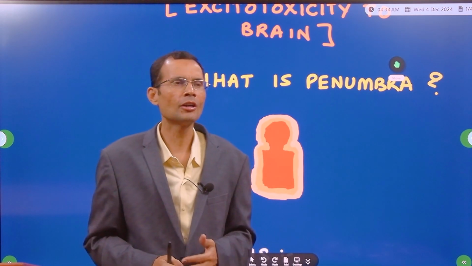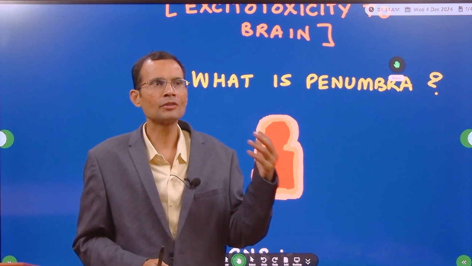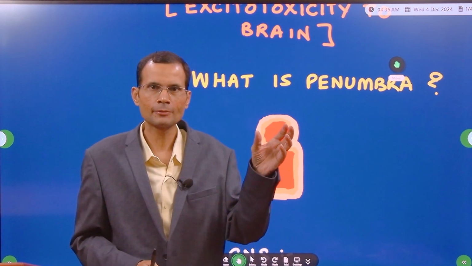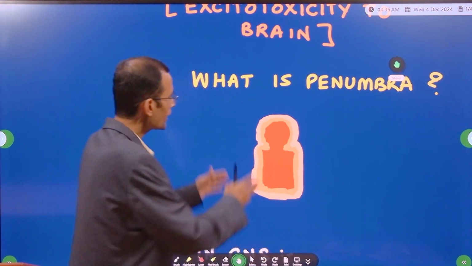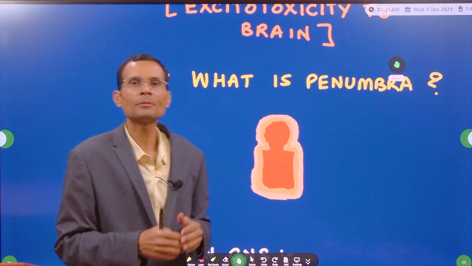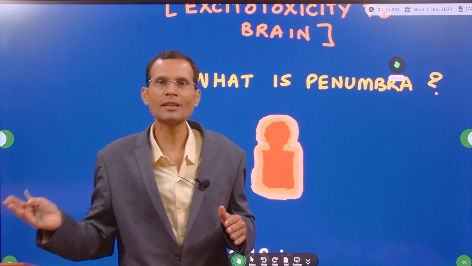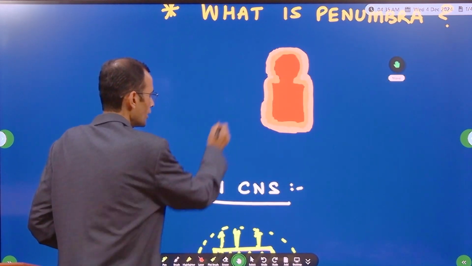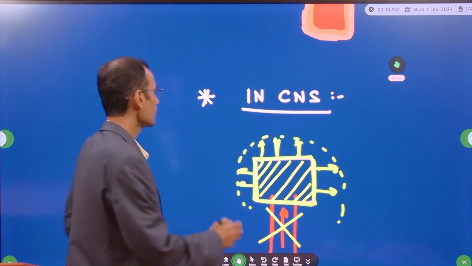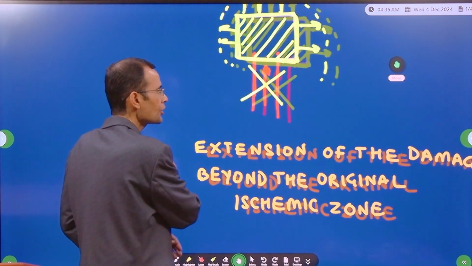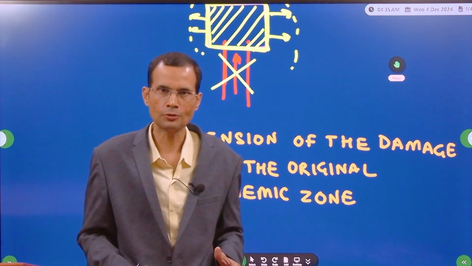There are other meanings for penumbra, for example, the extension of the shadow seen in an eclipse, so umbra, penumbra, etc. But we can remember this meaning of penumbra, and see what its counterpart is in the medical field. Here in the CNS, the penumbra means extension of the damage beyond the original ischemic zone.